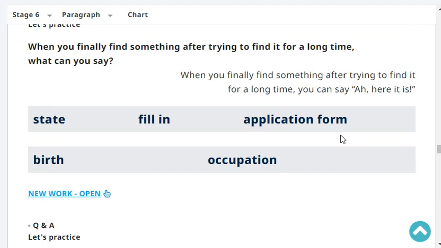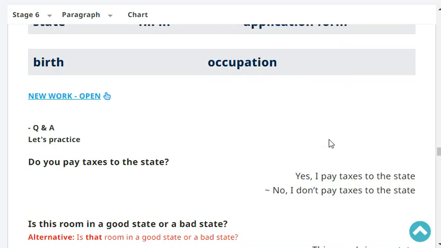When you finally find something after trying to find it for a long time, what can you say? When you finally find something after trying for a long time, you can say, ah, here it is. Very good.